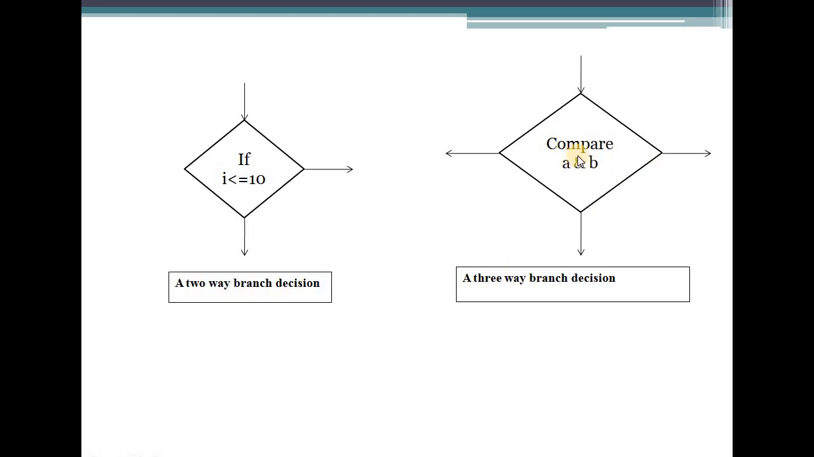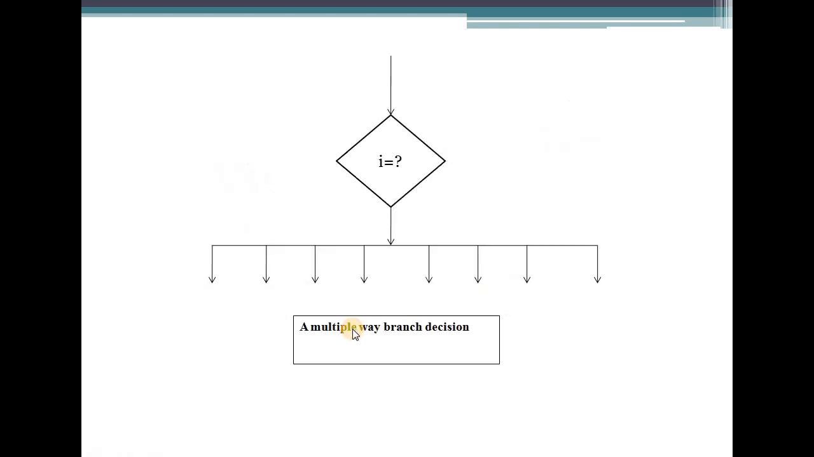So in this case, compare A is greater than B. A can be less than B, A can be greater than B, or A can be equal to B. So there can be three alternatives for this particular condition. In this case, we are going to use the three-way branch decision box.